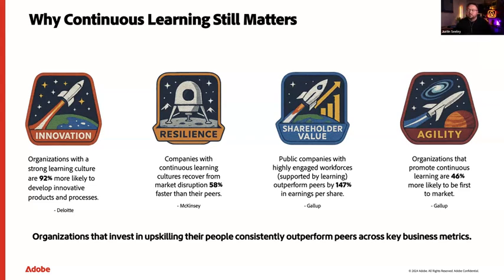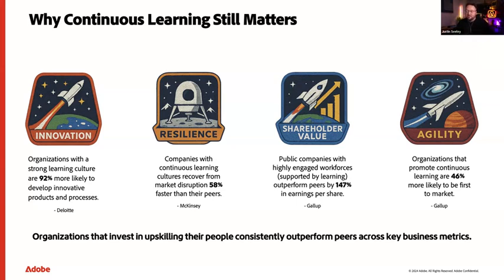What we know about continuous learning is that it still matters in the grand scheme of things, especially when you talk about key business metrics. In fact, organizations that invest in upskilling their people consistently outperform their peers across these 4 big metrics: innovation, resilience, shareholder value, and agility. You can see here that as far as innovation goes, organizations with a strong learning culture are 92% more likely to develop an innovative product or process, according to Deloitte.